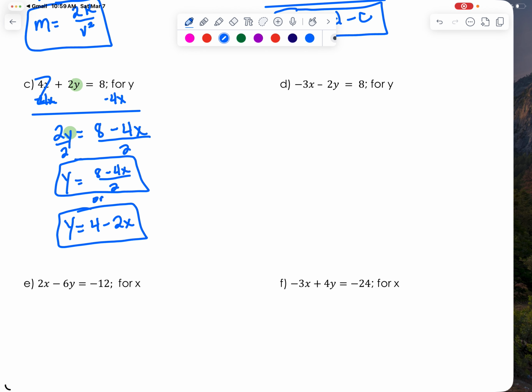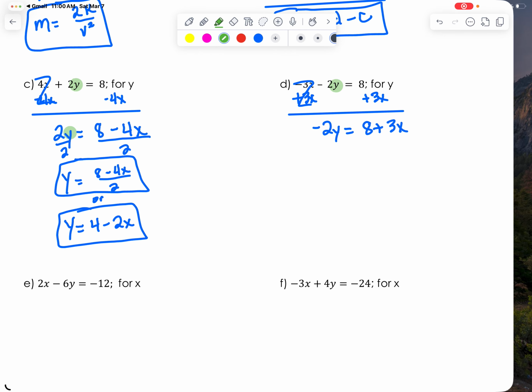All right, problem D. Negative 3x minus 2y is equal to 8, and we're solving for y. Now, the y is already on the left side. So we need to get rid of the negative 3x and the negative 2. All right, so to get rid of the negative 3x, we'll add 3x to both sides. That would be step 1. We always want to remove our addition and subtraction first, then remove the multiplication or division. So this would zero out, and we'd be left with negative 2y equals 8 plus 3x.